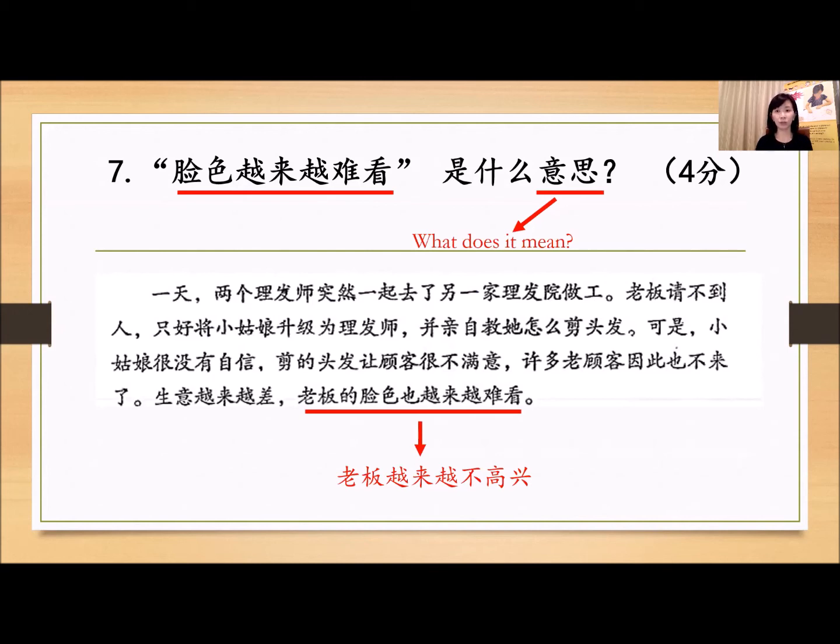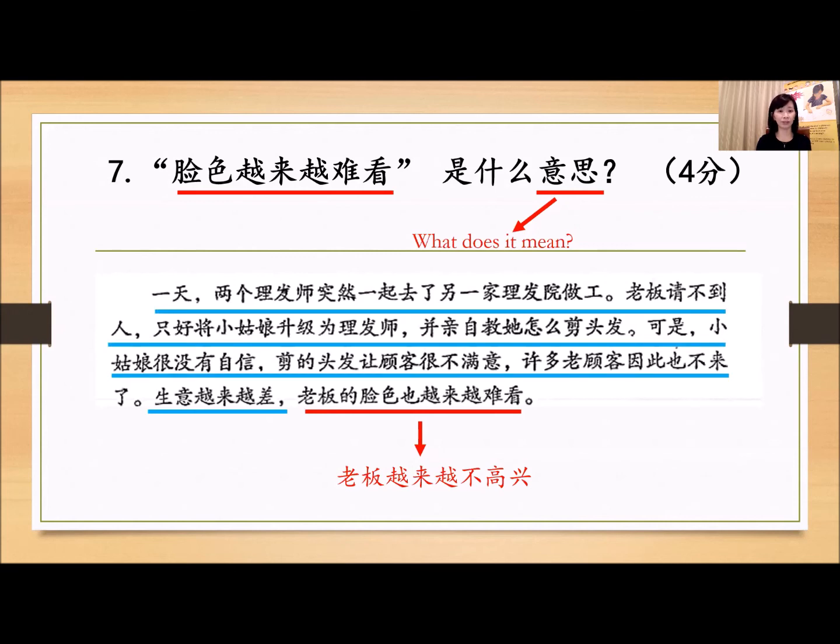So what happened to the other 3 marks? You need to tell me the situation that happened beforehand, what made him unhappy. Many students will probably give answers like 因为他的生意越来越差，老板的脸色就越来越难看，或者越来越不高兴. This answer is also incomplete, and you'll probably get 2 marks. You need to ask yourself, 他的生意为什么会越来越差？You need to explain that part too. Then it will support your point that 生意越来越差，所以他越来越不高兴. In fact, the entire paragraph is the answer.